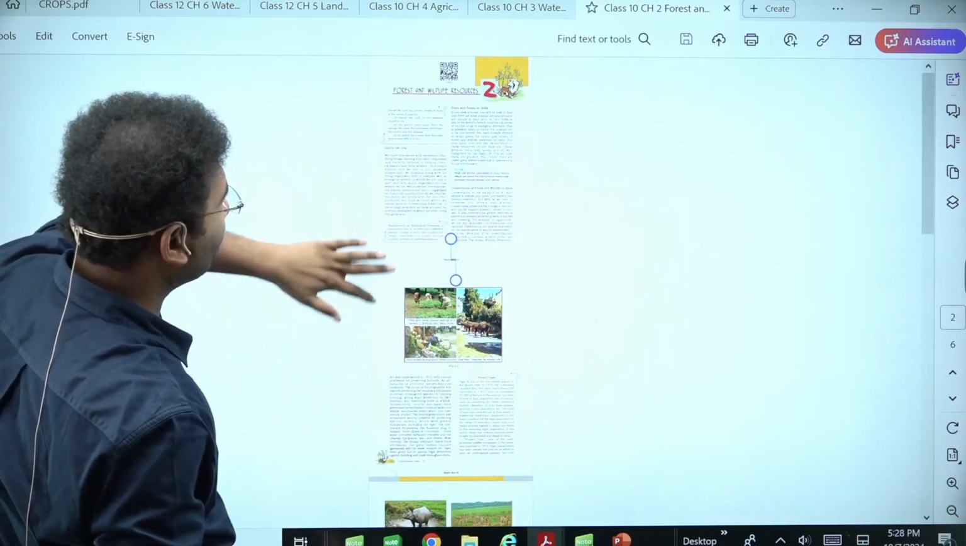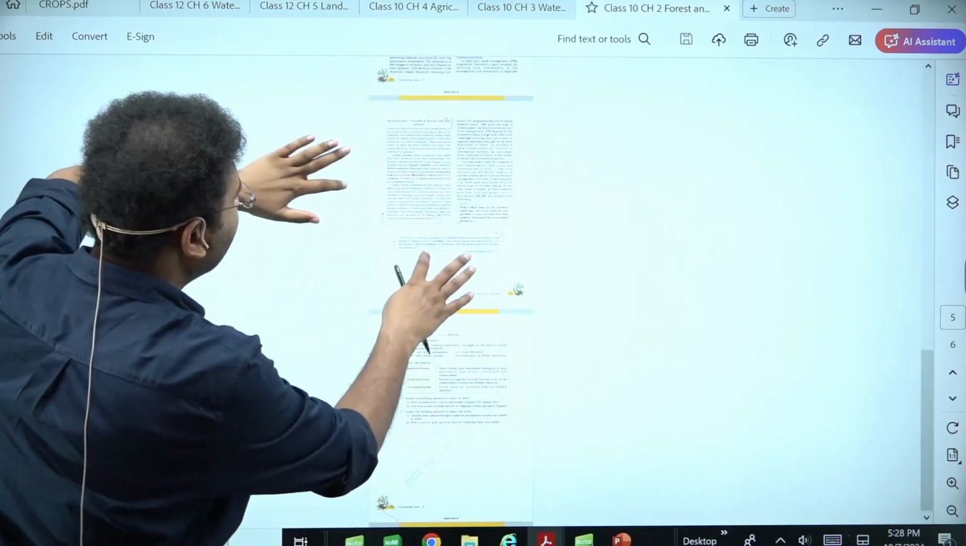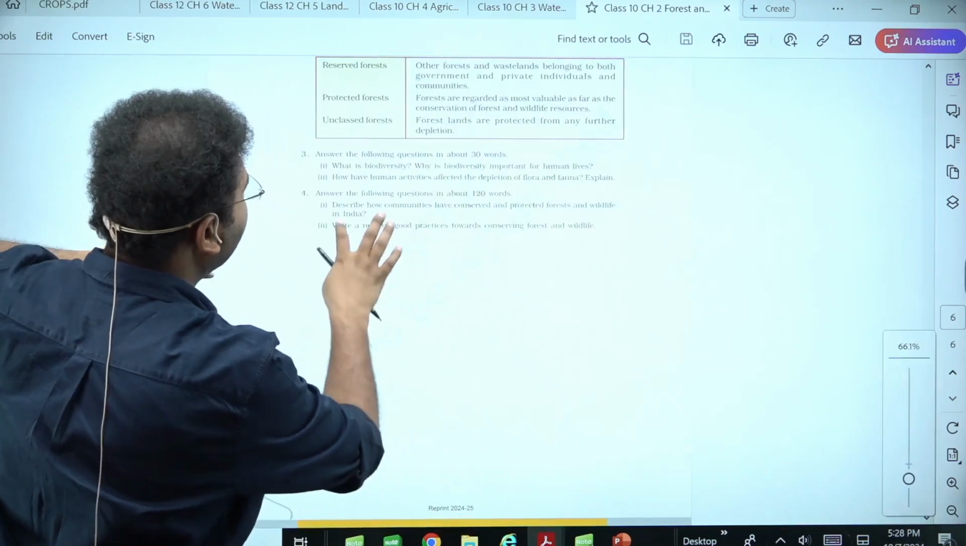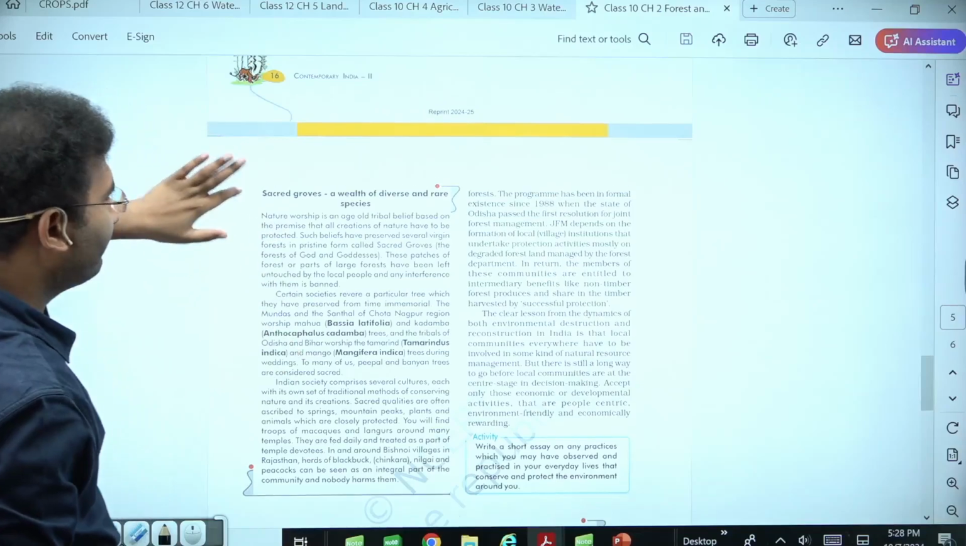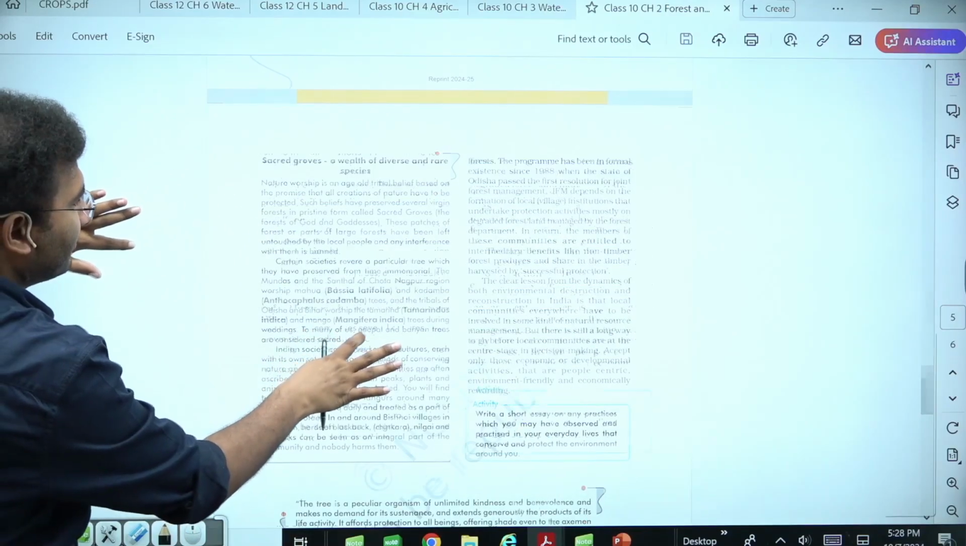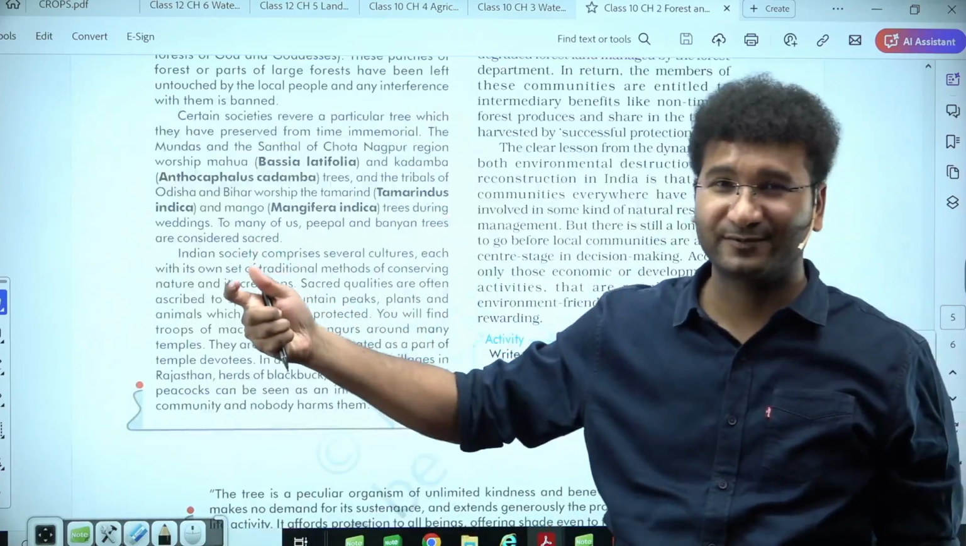examples of sacred groves. Sacred groves is written here. What is this sacred groves? What is this community reserve? Let me give you the definition. See, sacred groves means these are plants or trees which are considered as goddesses, right?